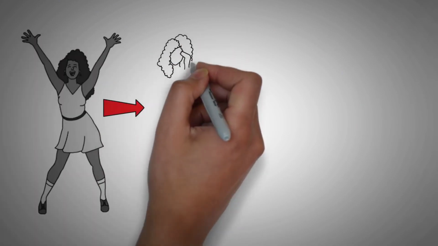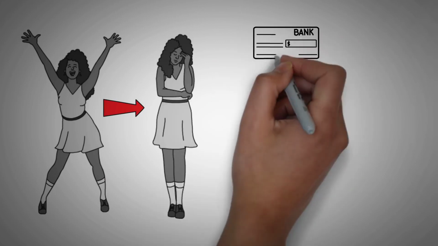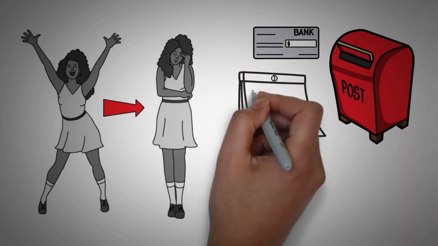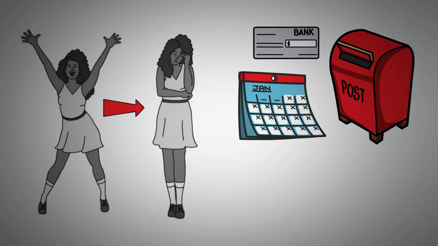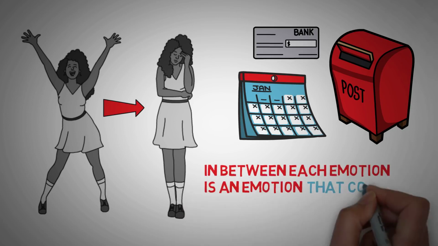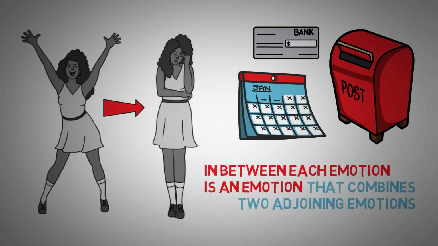So let's get into combinations, because you've probably found yourself in between 2 different emotions. You feel joy, but you also feel anticipation. Maybe you're waiting for a check in the mail, or are particularly excited about the year to come. Plutchik covered these emotions too, and in between each emotion is another emotion that combines 2 adjoining emotions.